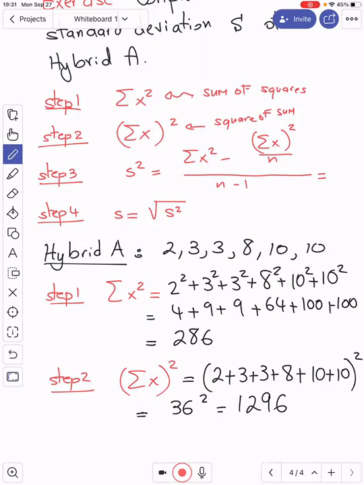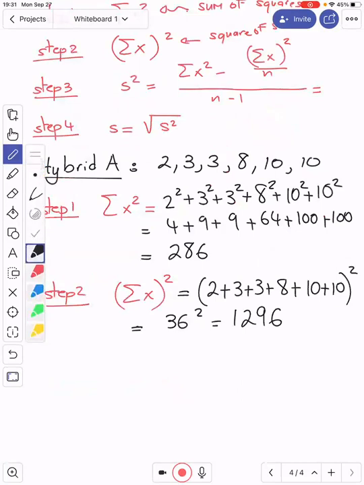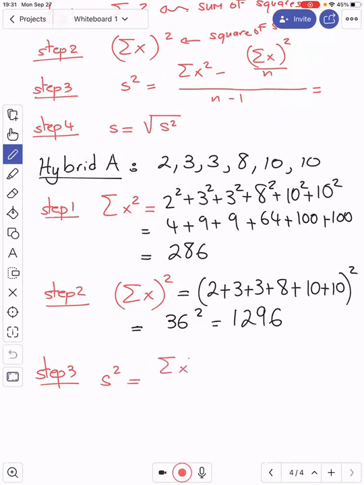Now, step number 3. In this step, you can compute the variance, the s squared. Let me write down the formula first. It's the sum of the x squared minus the square of the sum of the x over n, and then the whole thing divided by n minus 1.